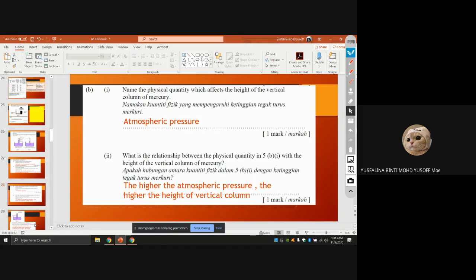So what is the relationship between the physical quantity in 5b1 and the height of the vertical column of mercury? The higher the atmospheric pressure, the higher the height of the vertical column.